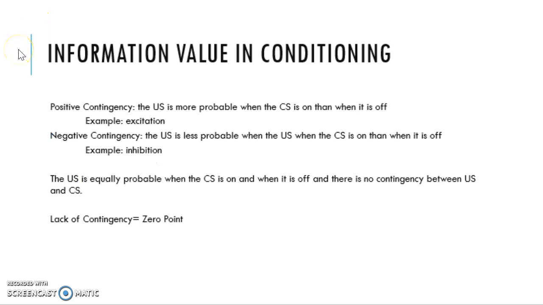So here I define it. Positive contingency is when the uncontrolled stimulus is more probable when the CS is on than off. Negative contingency is when the uncontrolled stimulus is more probable when the controlled stimulus is off than when it's on. An example of that is inhibition. With zero contingency, the uncontrolled stimulus is equally probable when the controlled stimulus is on and when it's off, and there's no contingency between the uncontrolled stimulus and the controlled stimulus. So lack of contingency is 0 points. If there's no contingency, there is no conditioning.